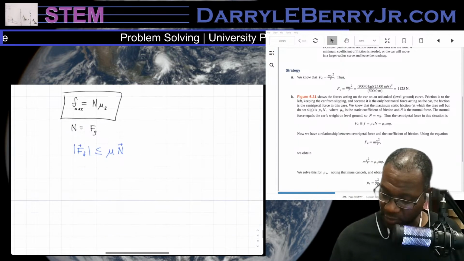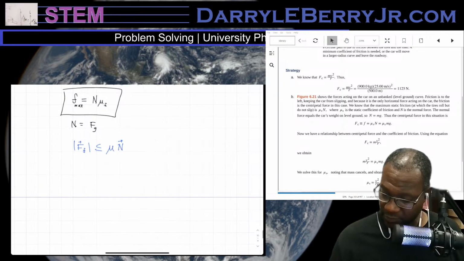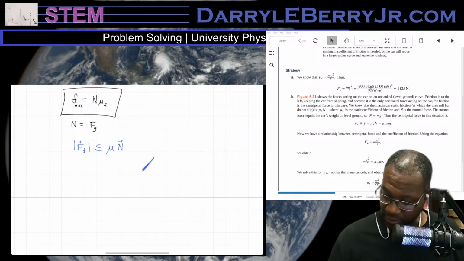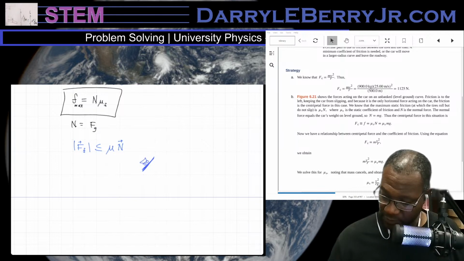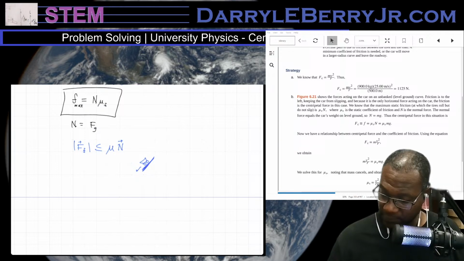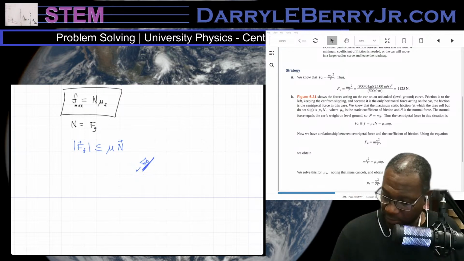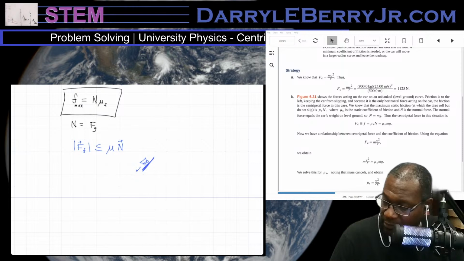So if you're on a curve, a slanted curve, the minimum speed you can go, assuming that if you stop, you'll slide. How do you get the minimum friction?